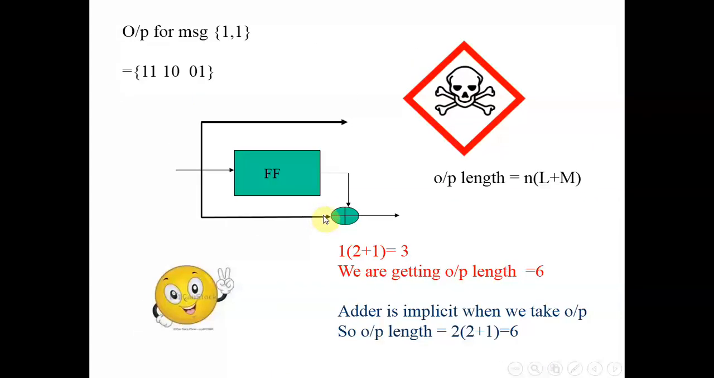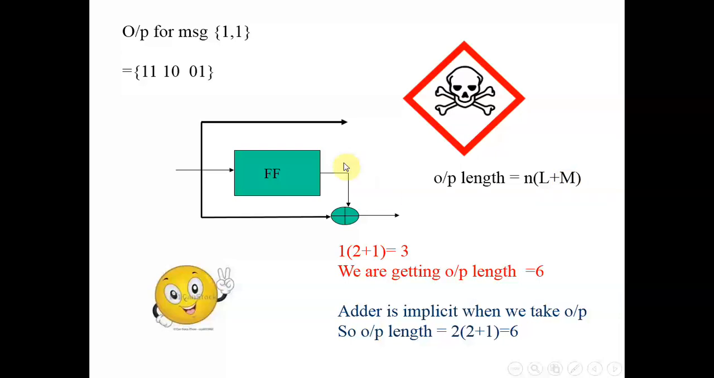Now, very important point here, the output length. What is the length of your output? Right now you have 2 bits of message, original message, and your length of the output is 6 bits, right? In the first introductory lecture, we have seen the output length is given by n into L plus M, where n is number of adders, capital L is length of the message, and capital M is number of flip-flops.